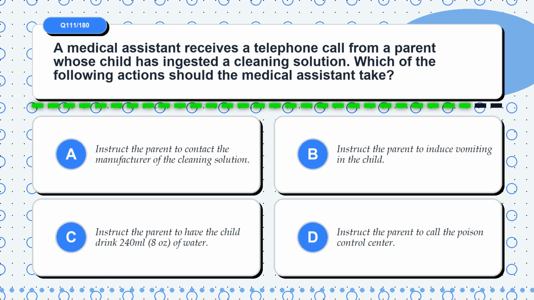Question 111. A medical assistant receives a telephone call from a parent whose child has ingested a cleaning solution. Which of the following actions should the medical assistant take? Here are the options. Option A. Instruct the parent to contact the manufacturer of the cleaning solution. Option B. Instruct the parent to induce vomiting in the child. Option C. Instruct the parent to have the child drink 240 ml of water. Option D. Instruct the parent to call the Poison Control Center.